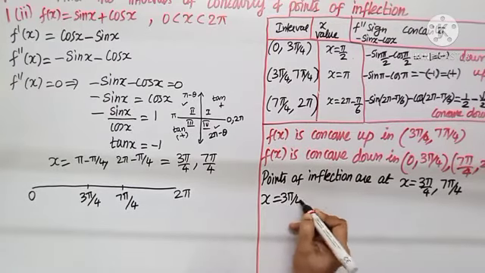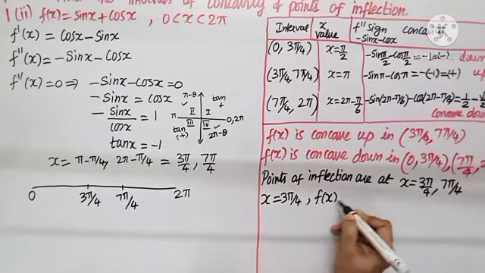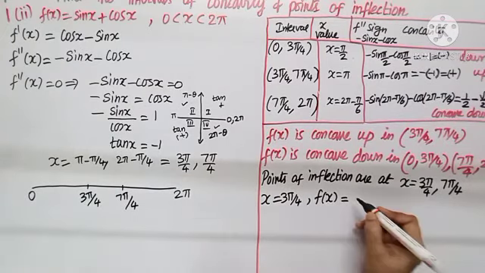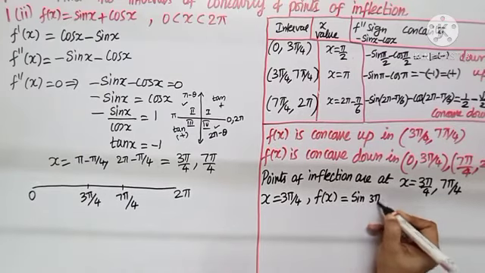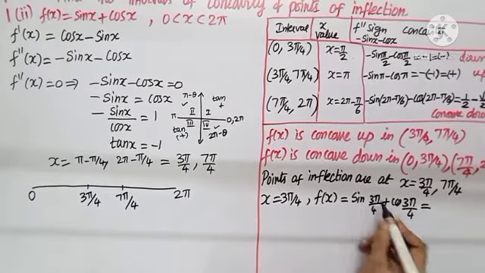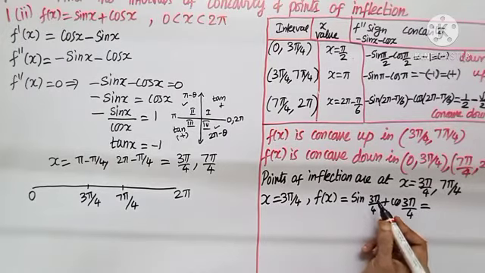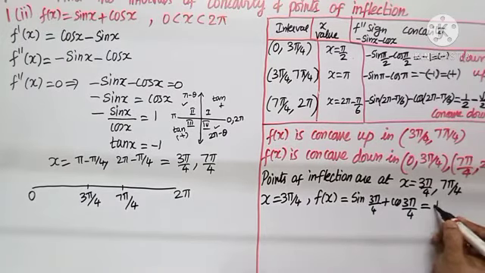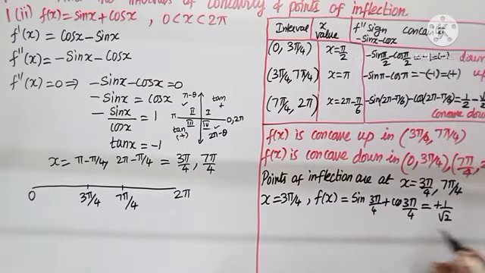Substitute x is equal to 3 pi by 4. Get f of x. F of x is sine 3 pi by 4 plus cos 3 pi by 4. Sine 3 pi by 4, it is second quadrant, sine is positive, plus 1 by root 2. Cos in second quadrant negative, it is minus 1 by root 2, so my answer is 0.